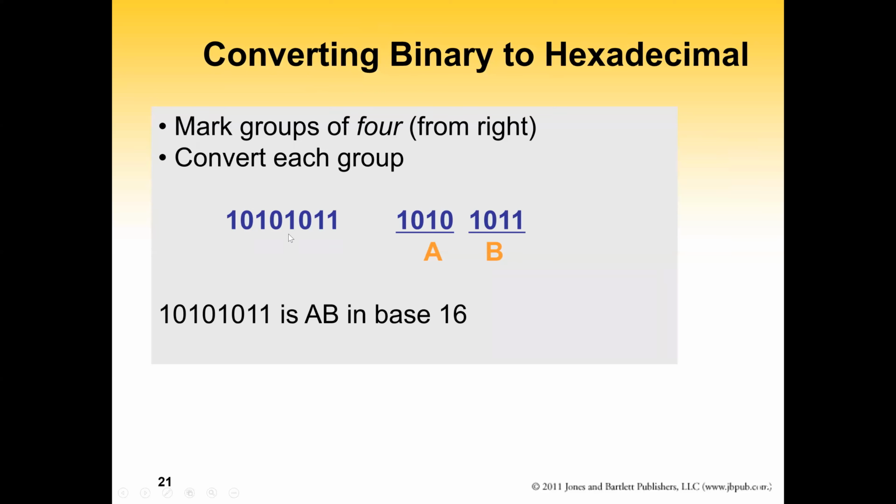1, 0, 1, 1, 1, 0, 1, 0. So from the table, we can see that 1, 0, 1, 1 is the same as 11. 11 is B. Then 1, 0, 1, 0 in decimal is 10, but in hexadecimal 10 is A. So the answer will be AB, which is equivalent to the binary number 1, 0, 1, 0, 1, 0, 1, 1. Or another option, convert the binary to decimal. The answer you get in decimal, you convert decimal to hexadecimal using the base 16.